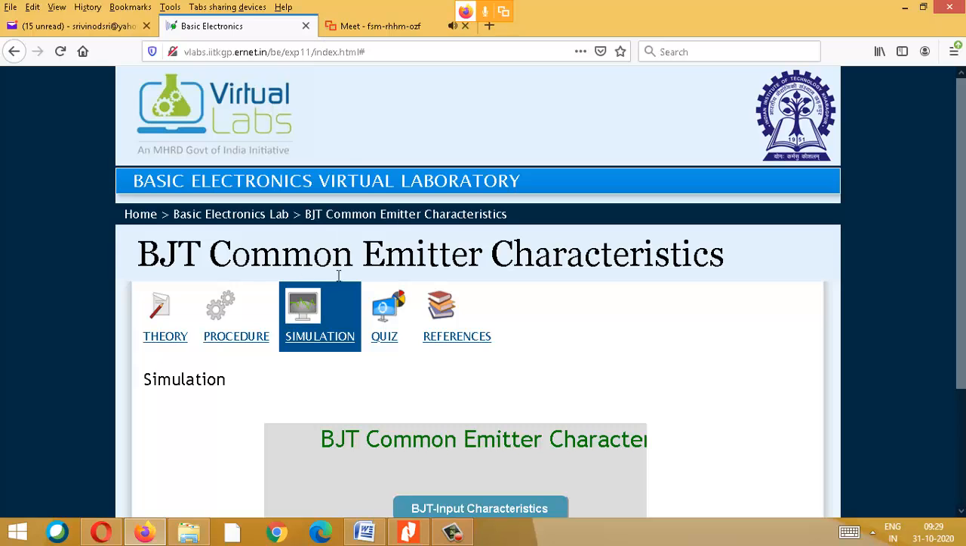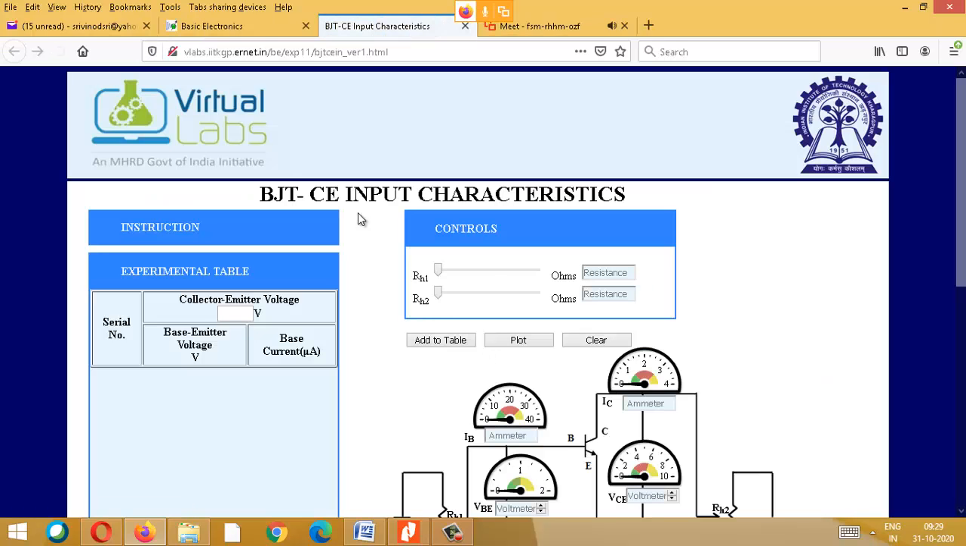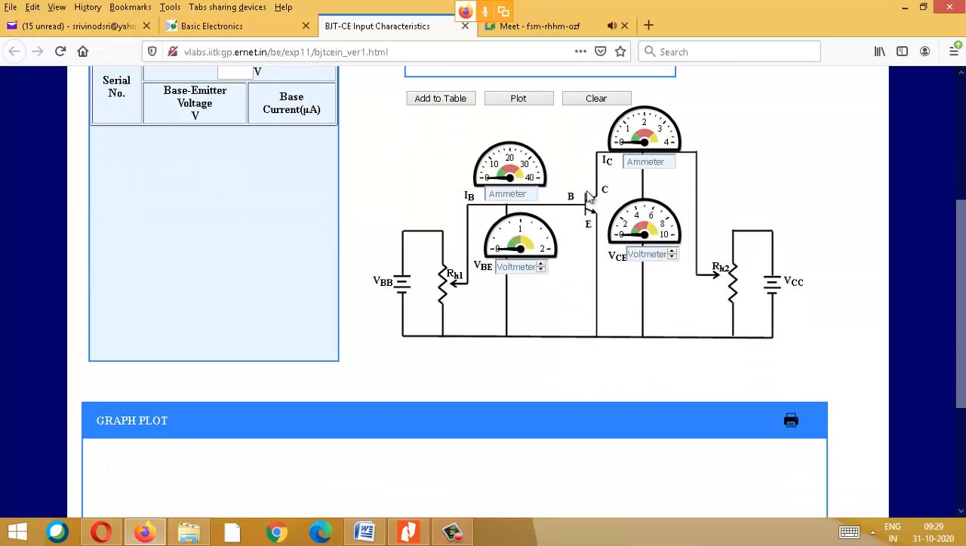Let us start with the input characteristics first, then we will move on to output characteristics. This is the diagram for input characteristics. Base, emitter, collector are there. Emitter is common between base and collector. Base and emitter form the input side. Collector and emitter form your output side.